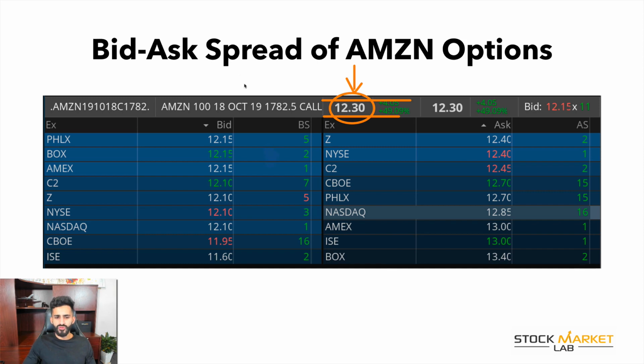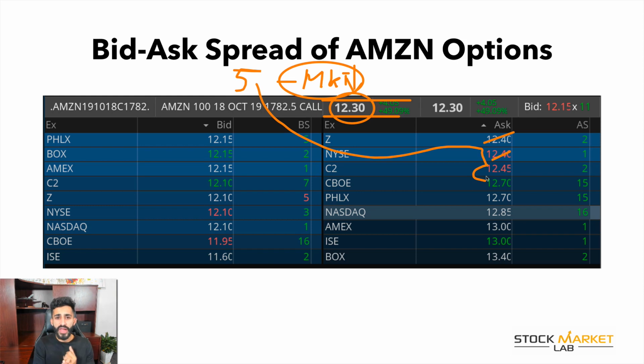Now, what a lot of people do wrong is they're like, okay, I want to buy 5 contracts. I'm going to use a market order. Once you do that, market makers can move the 12.40s off the table, and now you're getting filled at 12.45 and even maybe 12.70, right? So you have to be careful with using market orders on any sort of stock or option that does not have a lot of liquidity.